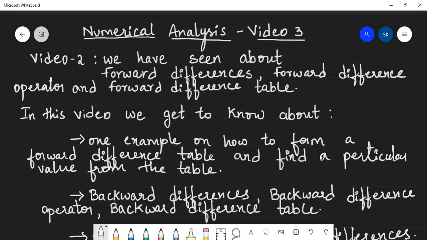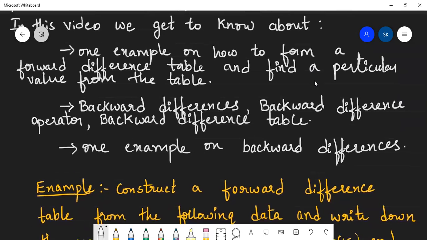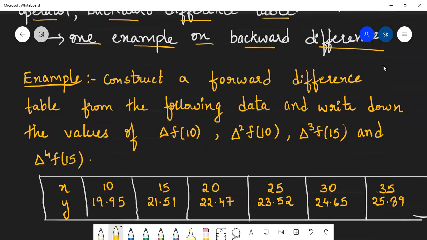Fine. After that, we will be getting to know about backward differences, backward difference table, and backward difference operator, and one example for that in today's video, that is video 3. Fine. For the example on forward differences, here is the question.